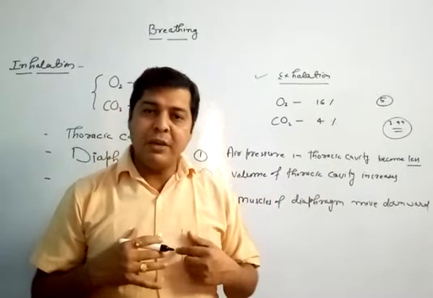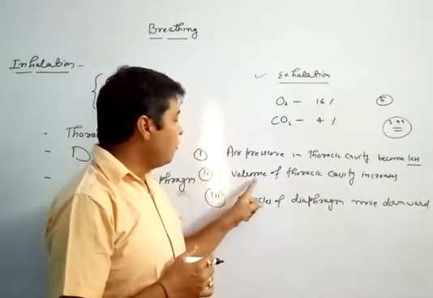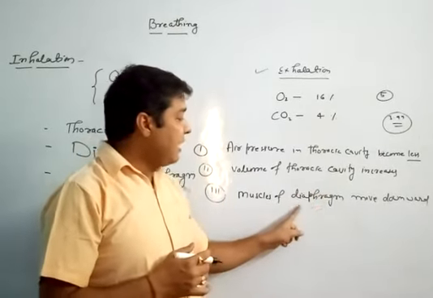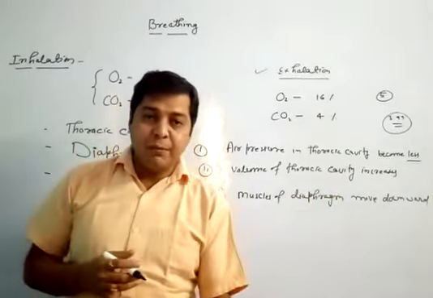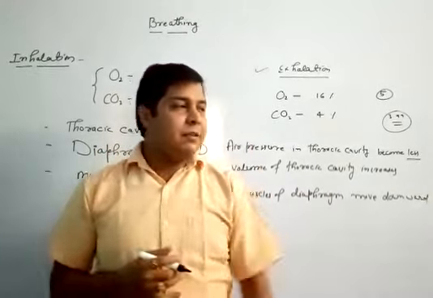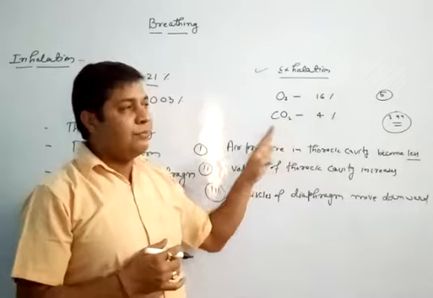The volume of the thoracic cavity decreases at the time of expiration. So we write: volume of thoracic cavity decreases. And third, muscles of diaphragm move upward. So three steps take place at the time of exhalation.